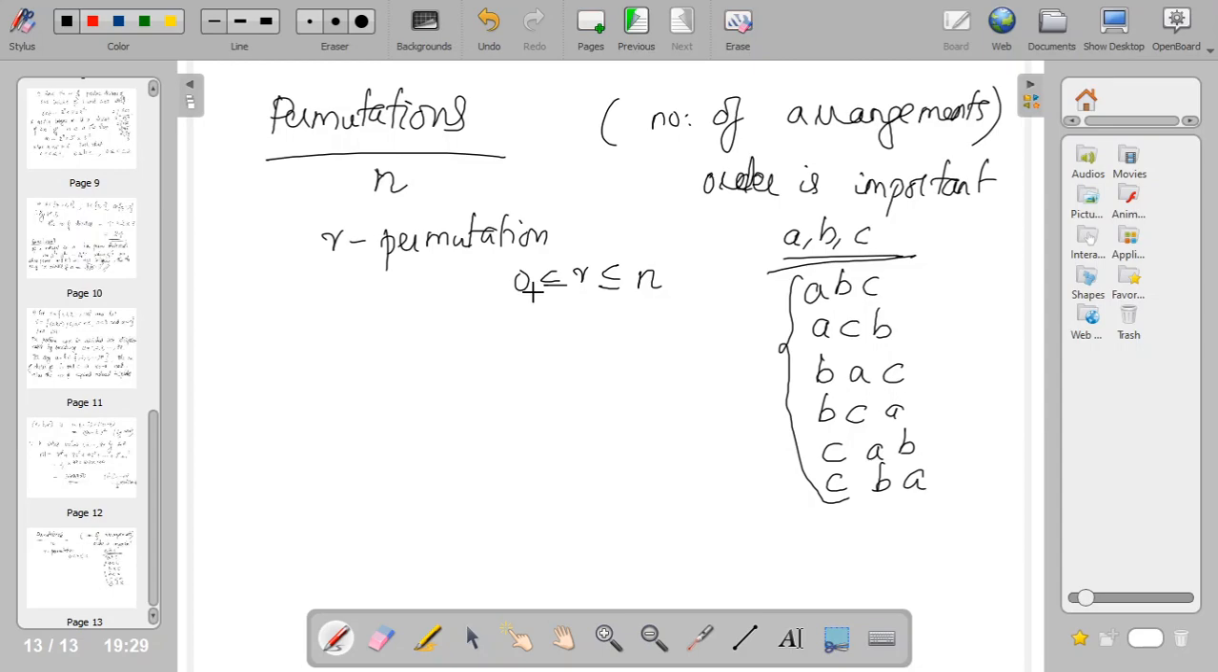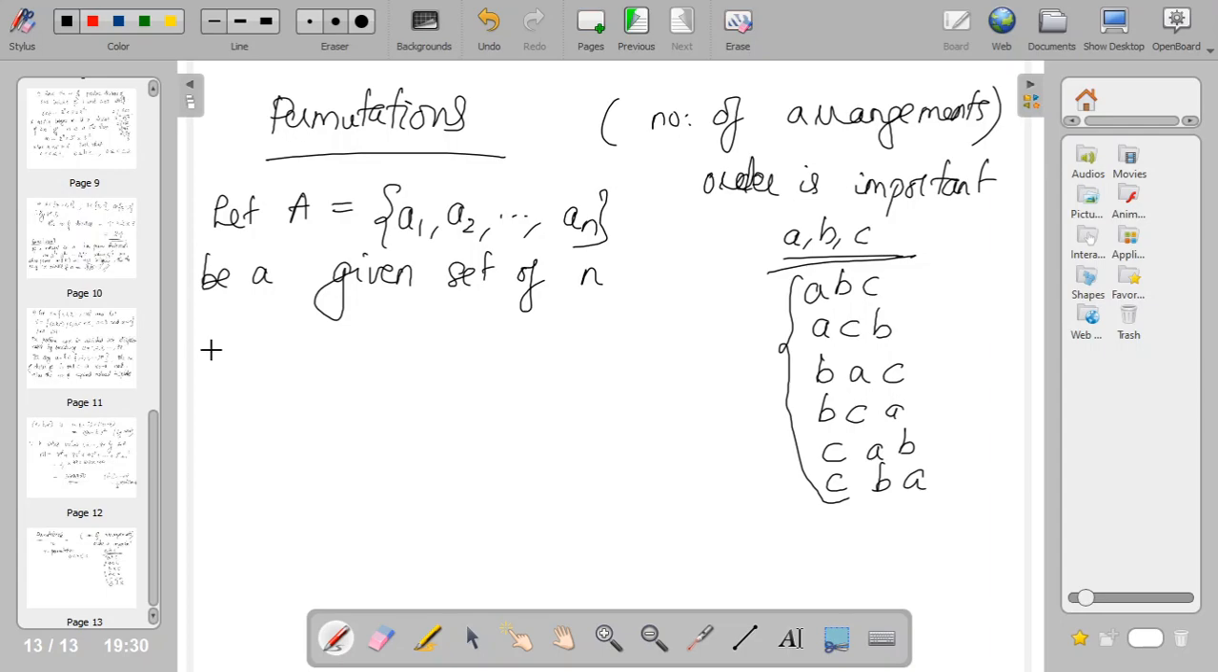So let us look at what is the total number of R permutations. So first let us give the definition of an R permutation. So let A equal to the set A1, A2, etc., An be a given set of n distinct objects.